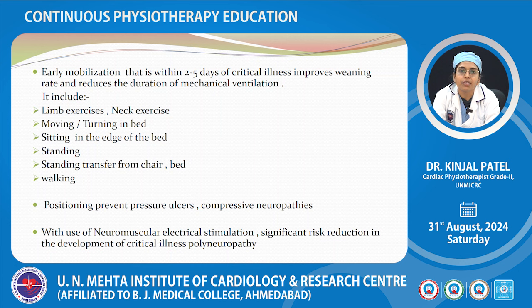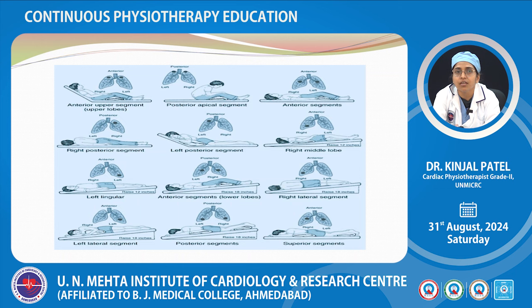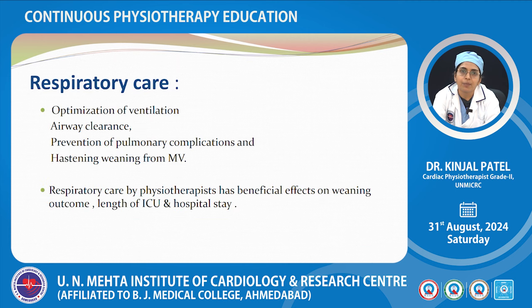With the use of neuromuscular electrical stimulation, there is significant risk reduction in the development of critical illness polyneuropathy. In conditions where the anterior upper and lower segments are affected, an upright position is used, and where the posterior basal segment is affected, the prone position can be applied. Then respiratory care: optimization of ventilation, airway clearance, prevention of pulmonary complications, and hastening weaning from mechanical ventilation. Respiratory care by the physiotherapist has a beneficial effect on weaning outcome and length of ICU and hospital stay.